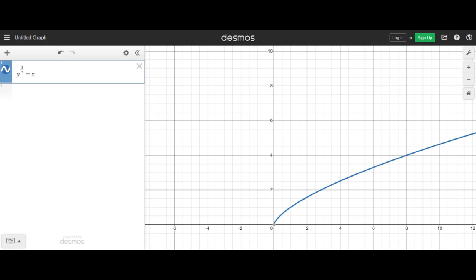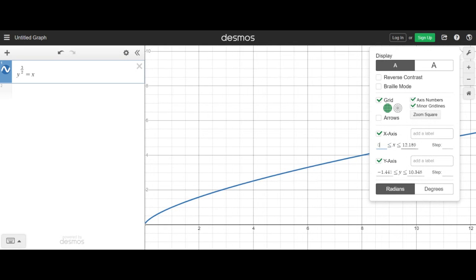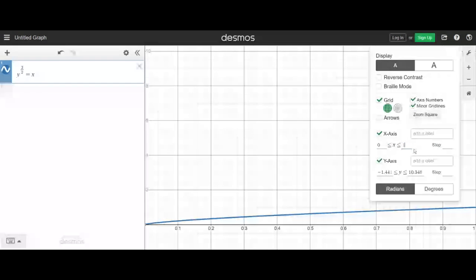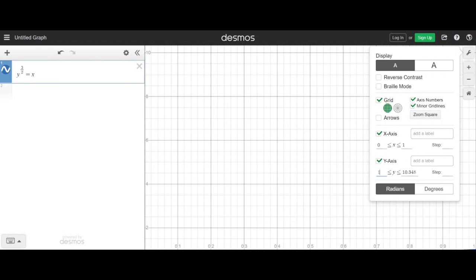And incidentally, our limits go from, well, the beginning and end points are (0, 0) to (1, 1). So certainly I could go to the little wrench here and change my x-axis and y-axis limits from 0 to 1. And y, I think, also will go from 0 to 1. Well, no, it will.